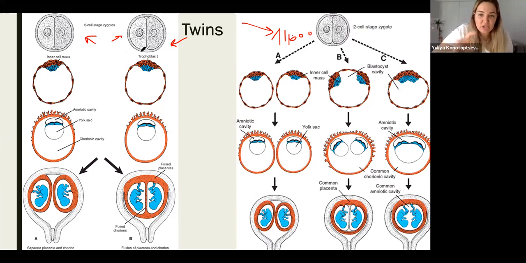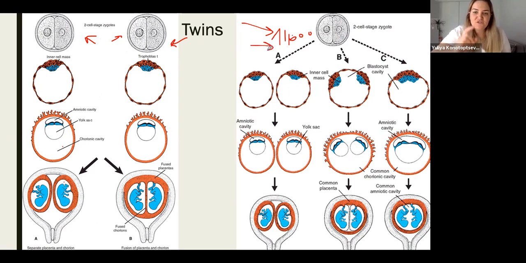When they ask you questions about twins, they only want to know what do they share. Dizygotic twins share nothing. You're going to see 2 placentas, 2 amniotic cavities, and 2 chorionic cavities. They share nothing because it's 2 zygotes, right? They share absolutely nothing. Why share if I can make my own?